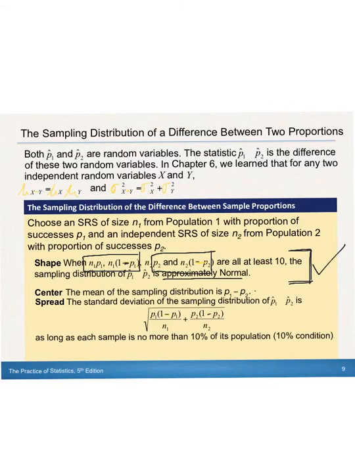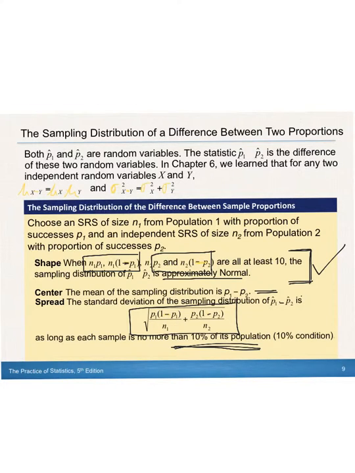We just said that the center is the difference between p1 and p2, and then the spread is going to be the sum of the variances and the square root of that. But we can only use that formula when we know that the sample is no more than 10% of the population. Otherwise, it wouldn't meet the requirement of being independent of a binomial random variable.